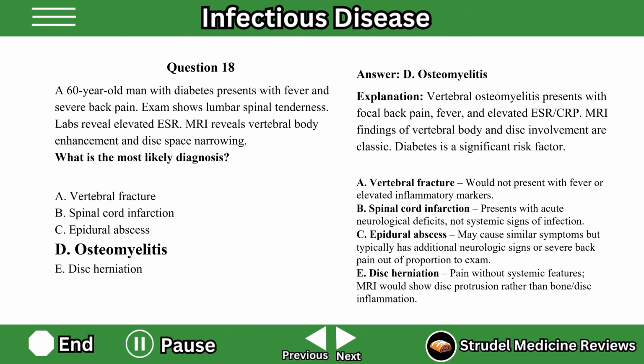C, epidural abscess. This is really the big other one you should consider on your differential diagnosis, but typically you'll have additional neurologic symptoms, or often presents with maybe a cauda equina syndrome, or unilateral leg pain, or saddle anesthesia, or urinary changes, none of which are present in this case. Then you'll also usually have pain out of proportion to exam. E, disc herniation. Usually MRI will show disc protrusion rather than your inflammation or enhancement.